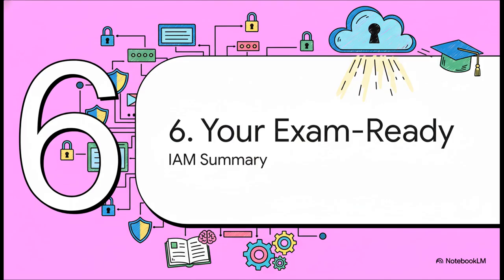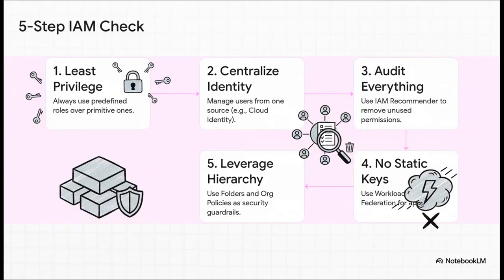Okay, we have covered a ton of ground. So let's bring it all home. We're going to distill everything down into the key, actionable things you absolutely need to know, both for the exam and for building truly secure systems. Here it is, your 5-step IAM sanity check. Number 1, least privilege always. Start with predefined roles. Number 2, centralize your identities so you have one place to manage users.